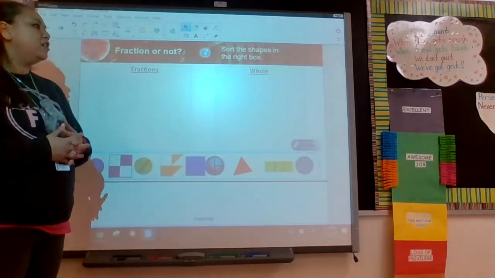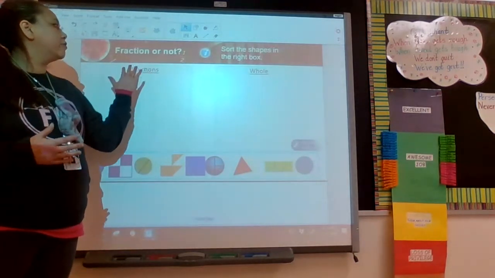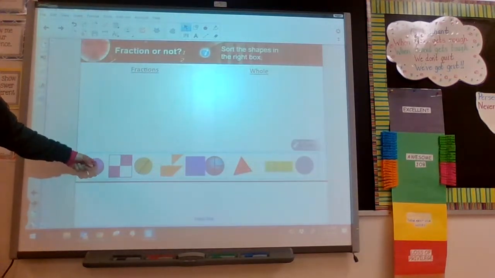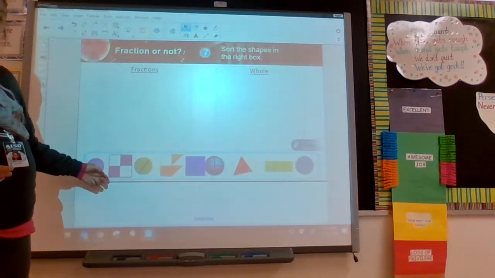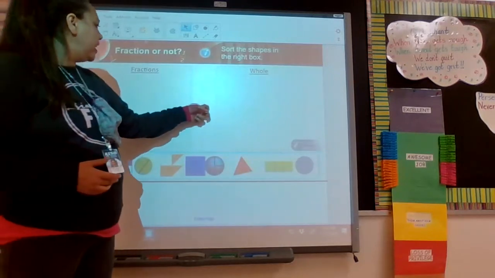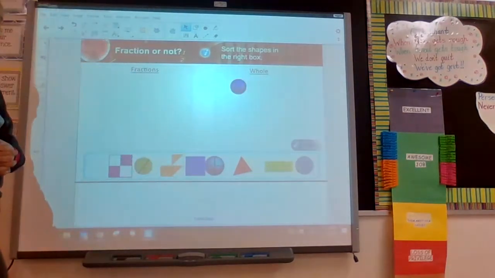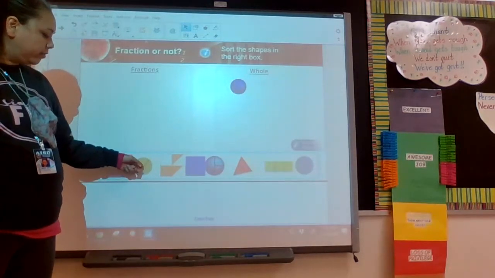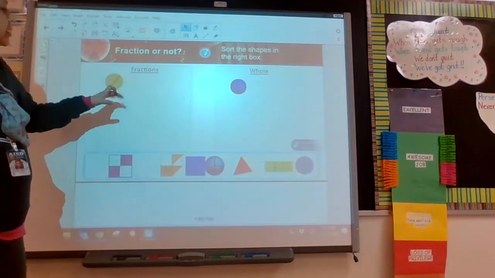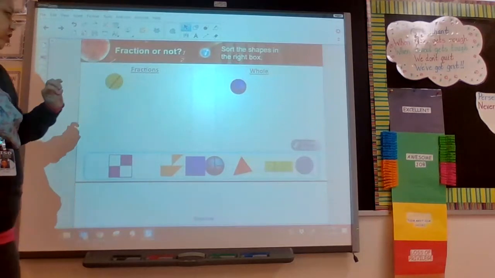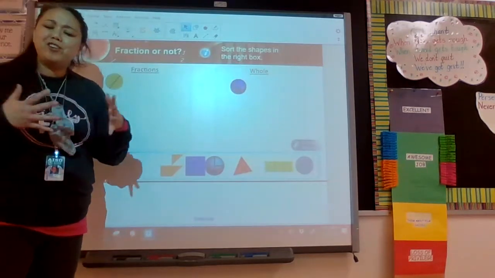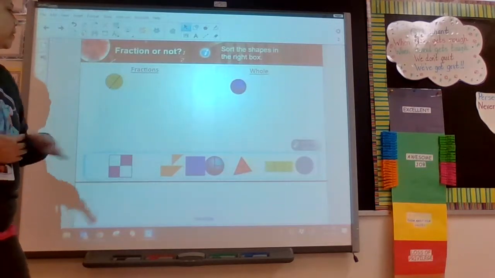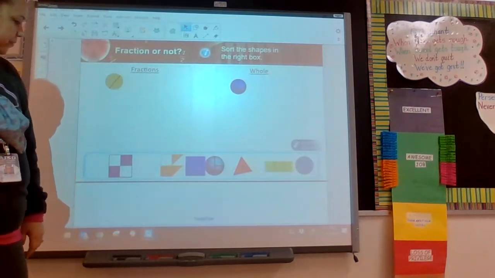Here they want us to look at fractions and wholes. What's a fraction or not? Sort the shapes in the right box. If nothing has been divided up, we're going to call that a whole. Even though this one right here is shaded, we know they put it in 2 parts, so I can see a fraction. Sometimes on the computer it doesn't make them exactly perfect, equal parts, but we try to get close.